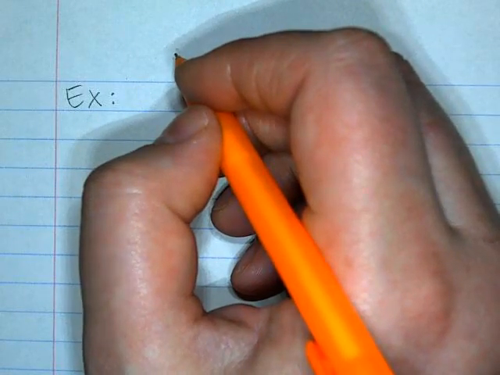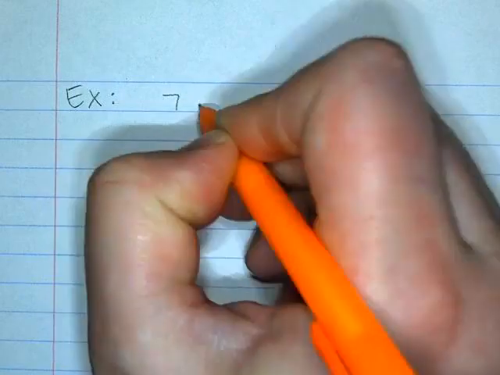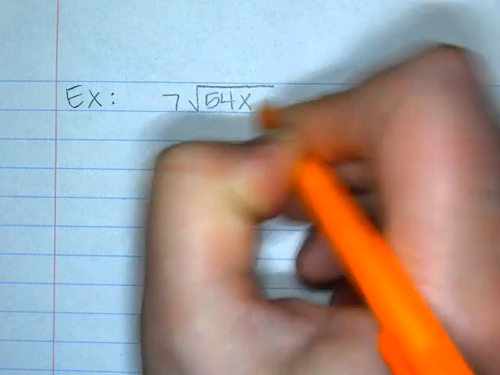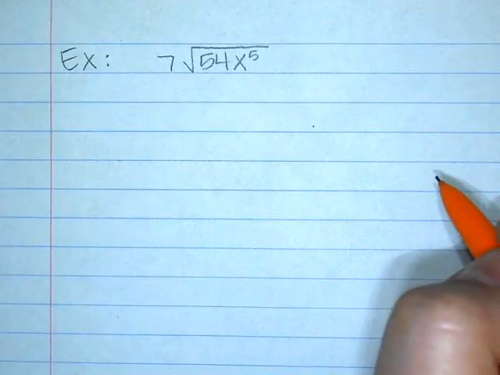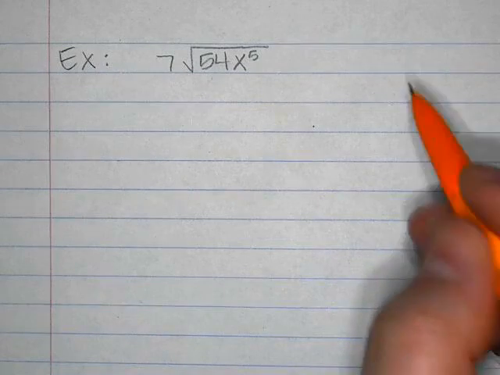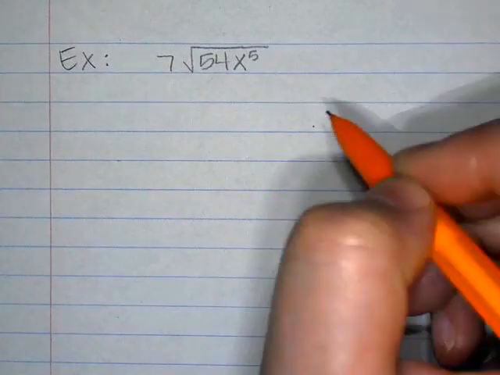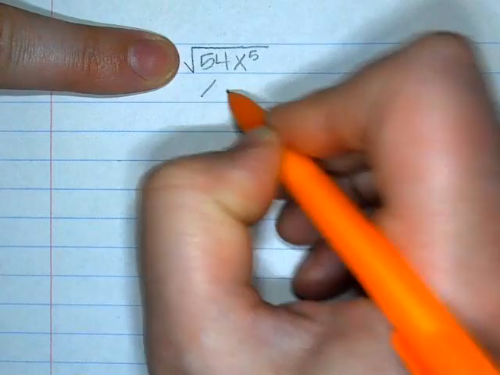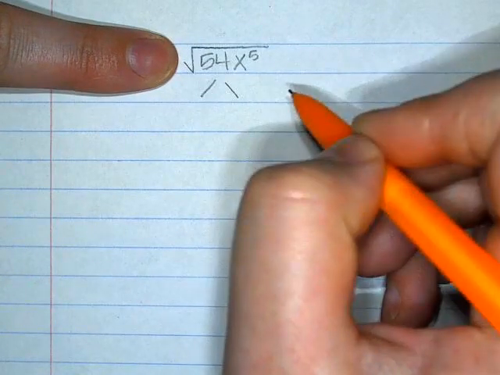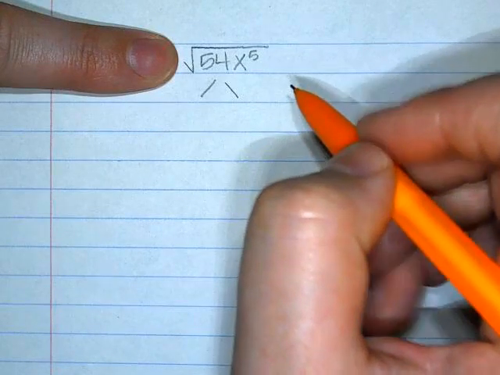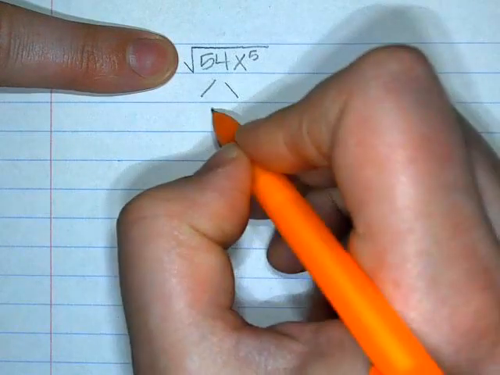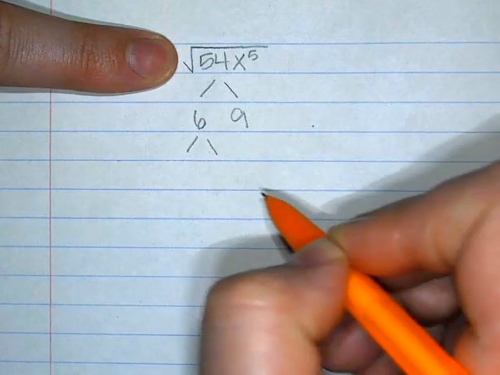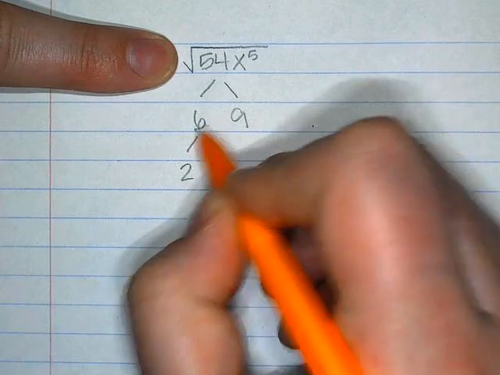Okay, we're going to do 7 root 54 x to the 5th. I'm going to ignore the x to the 5th for a second. I'm also going to ignore the 7. Let's deal with the 54 first because we know how to do that. So 54 is what? 6 times 9. And then 6 is 2 and 3. 9 is 3 and 3.